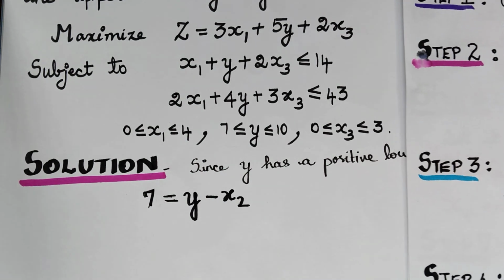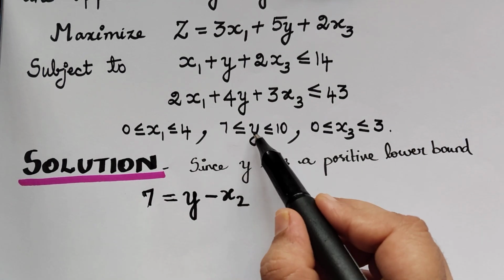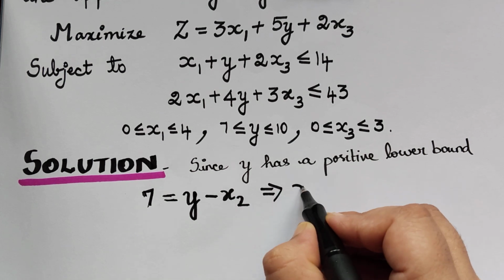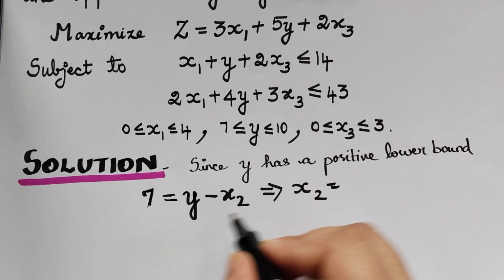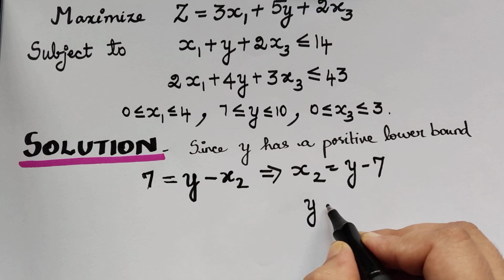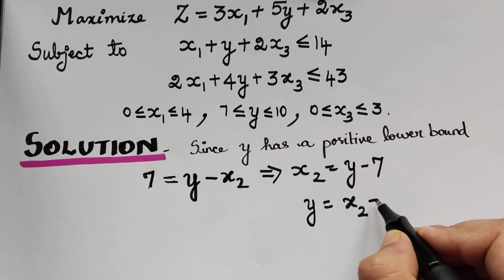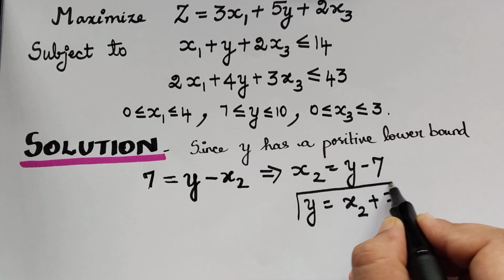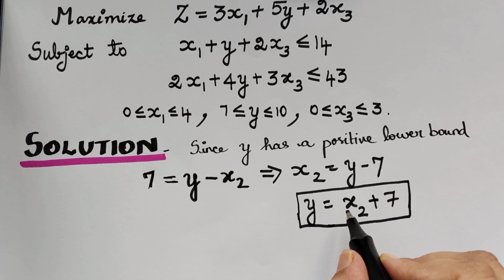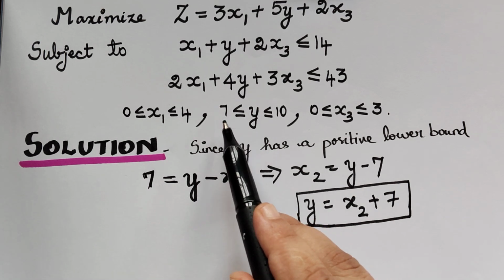So we have to make a substitution where the lower bound is equal to the given variable minus the new variable that we are going to introduce. From this what we get? We get the value of x2 to be equal to y - 7. Also we can say that y is equal to x2 + 7. So this is the substitution that we are going to make. I hope you have understood how we got it. So y = x2 + 7 is the substitution that we are going to make for y in order to make the lower bound 0.